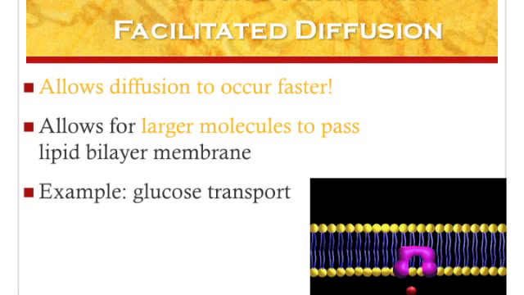Now, you also have facilitated diffusion. In facilitated diffusion, it's still a form of passive transport, but it allows diffusion to occur faster. So imagine that same security guard in the building is not only allowing you in the building, but he's pushing you through the building. He's taking a taser and saying, if you don't run, I'm gonna tase you in the back. So you're running through the building. That is facilitated diffusion. It allows for diffusion to occur faster, and it allows for larger molecules to pass through the lipid bilayer. An example of this is glucose transportation.